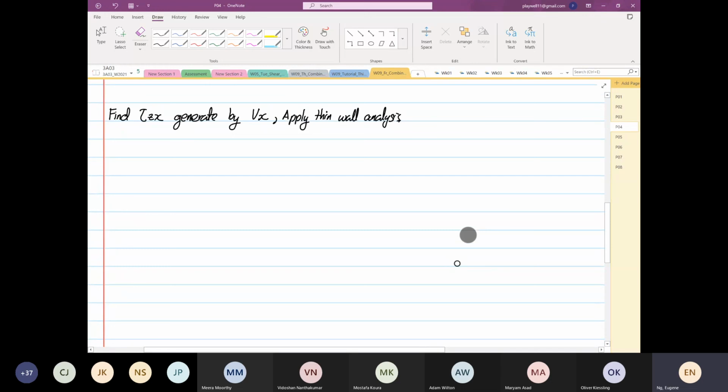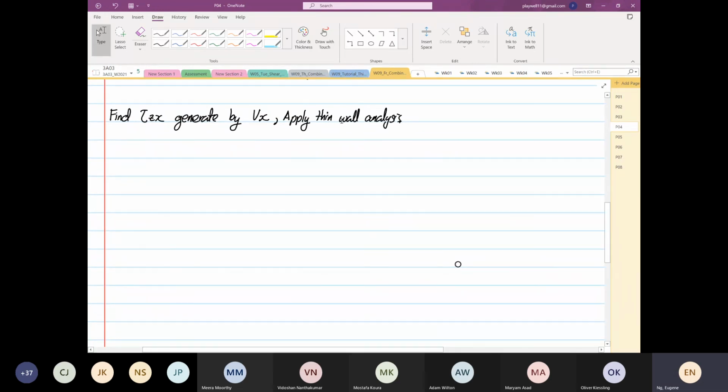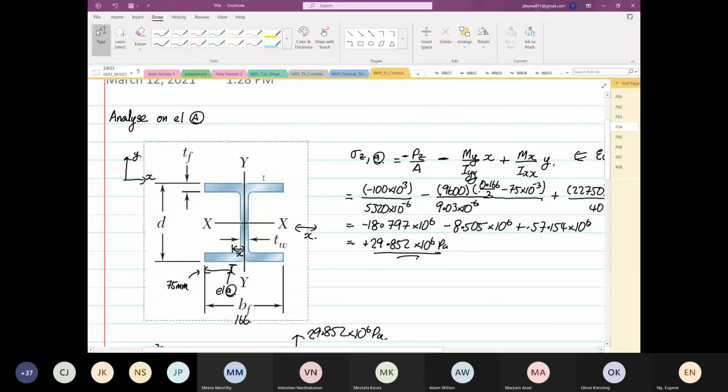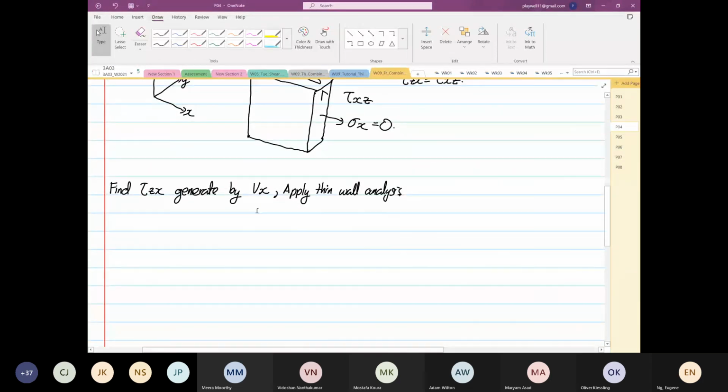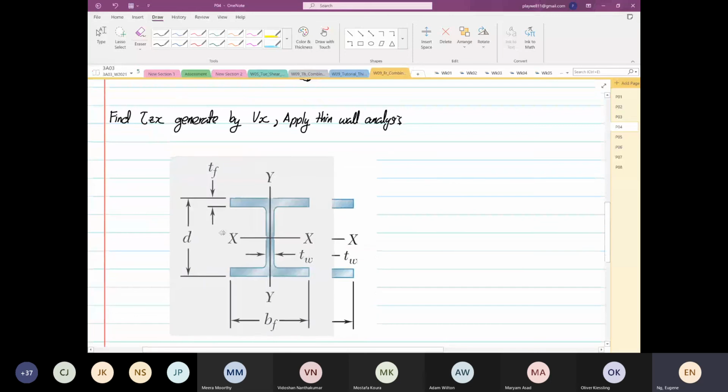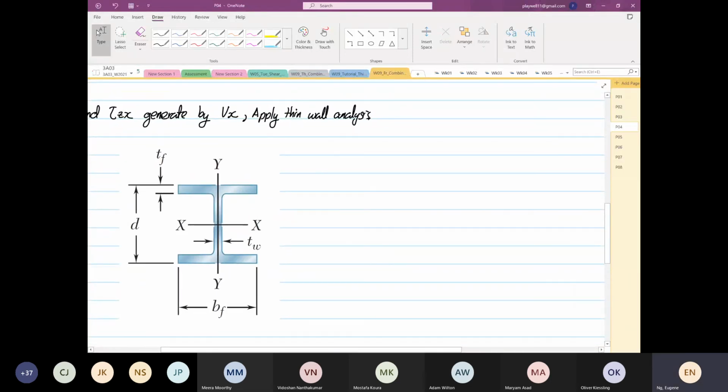We're going to apply thin wall analysis. For this case, I need the cross-section view again. The formula we're going to apply is shear zx equal to shear xz, and this will be equal to Vx over Iyy, times Qy divided by t. And what we are going to do is thin wall analysis.